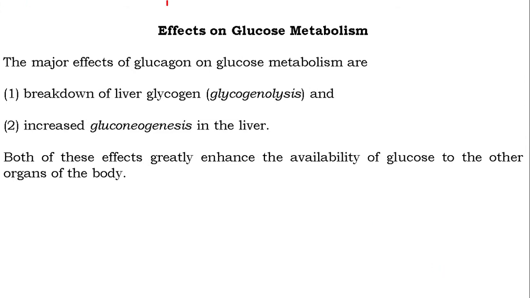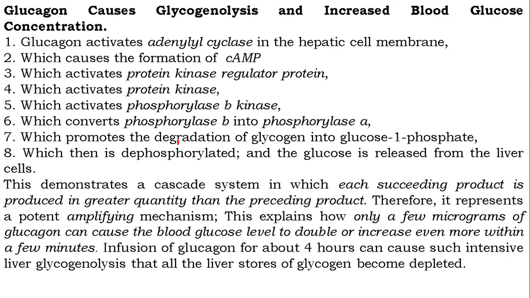Mainly, glucagon exerts its effects in two ways. One is by means of breakdown of glycogen, that means glycogenolysis. The second one is increasing the rate of gluconeogenesis. And you know that both these processes ultimately result in increased glucose concentration in the blood. And how is glucagon promoting glycogenolysis?